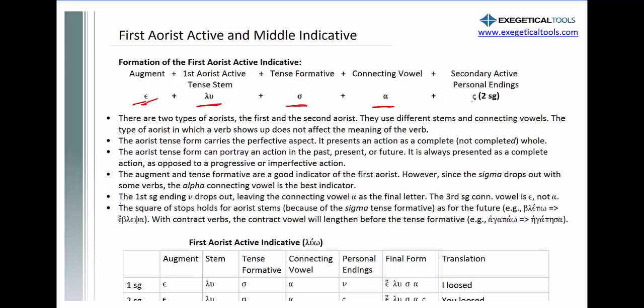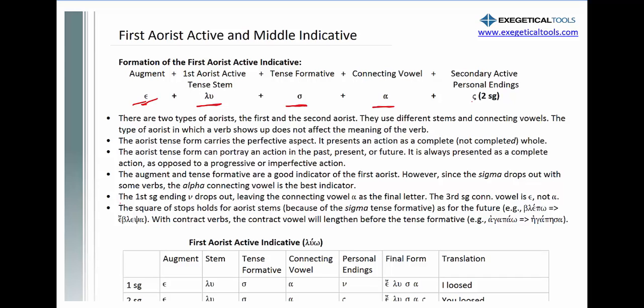So if you remember, there's 4 different types of endings. There's the primary active, the primary middle passive, and then the secondary active and the secondary middle passive. The secondary endings tend to go with the more past time oriented tense forms. So in this case, you get the secondary active endings.